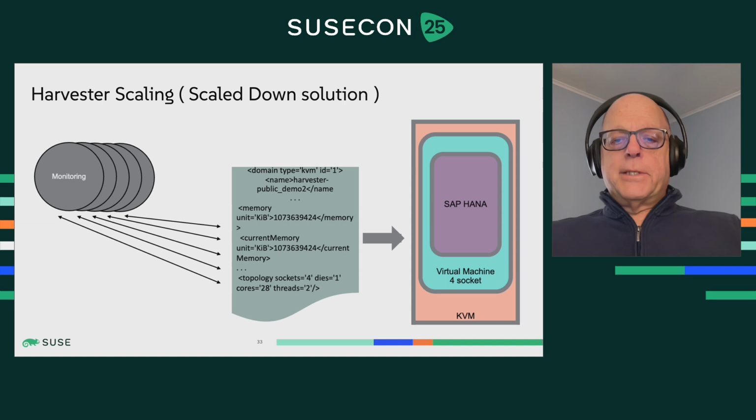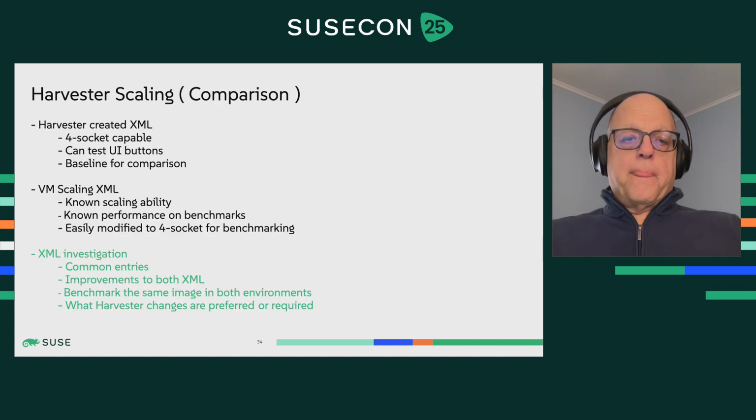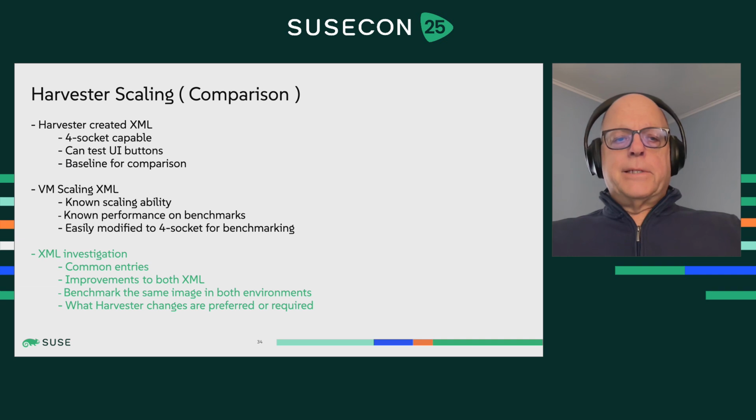So again, here's matching the previous document somewhat. We have all of the Harvester tools creating XML to create our virtual machine. So as part of the next project, if we start looking at it from a more common thread, Harvester's creating a 4-socket capable virtual machine. Harvester has buttons we can push to see what happens to the XML, good or bad. And resulting, we can, through several iterations, create a good baseline for comparison.